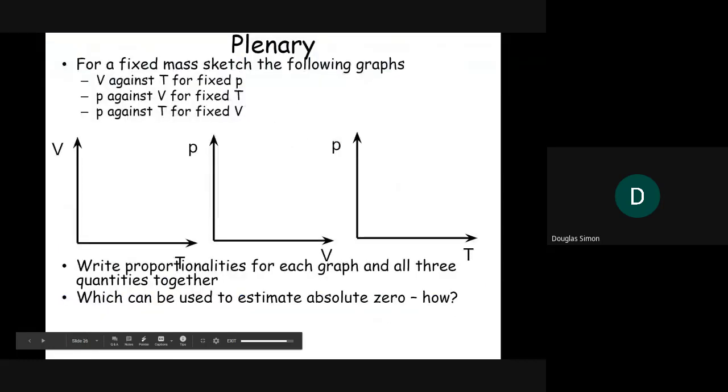So final activity for today: please complete these 3 graphs as a nice summary of the last 3 lessons.